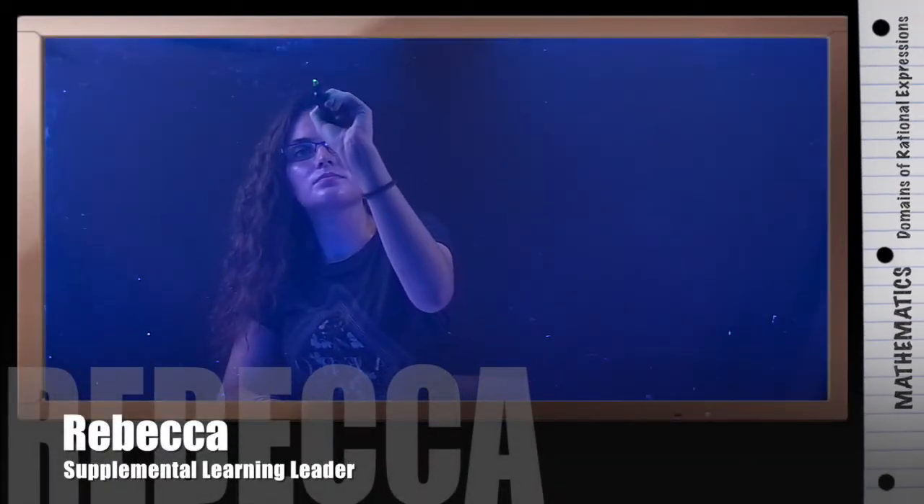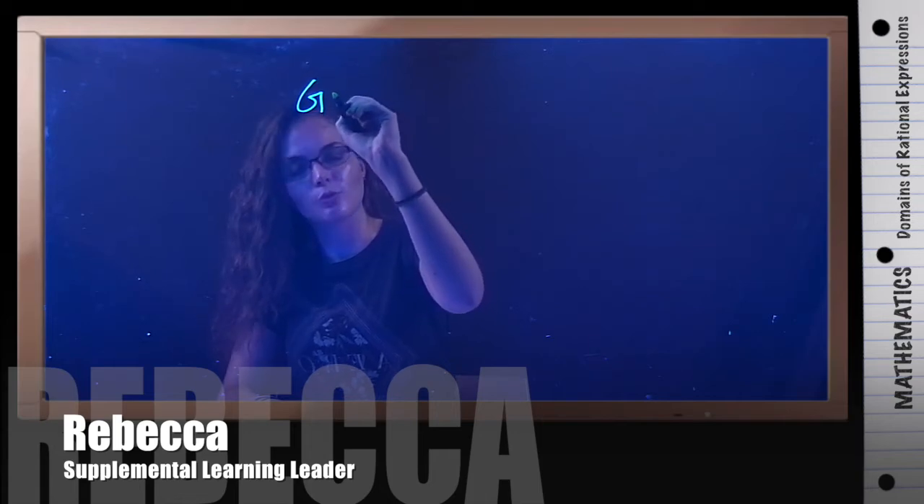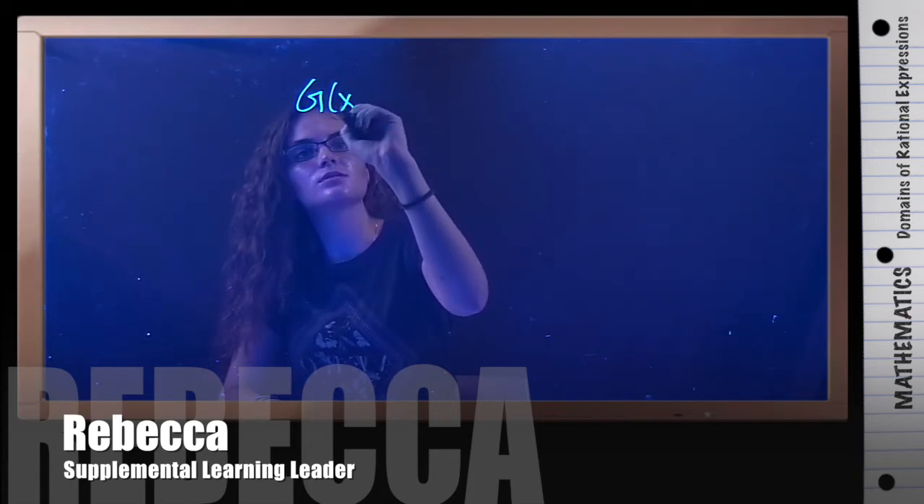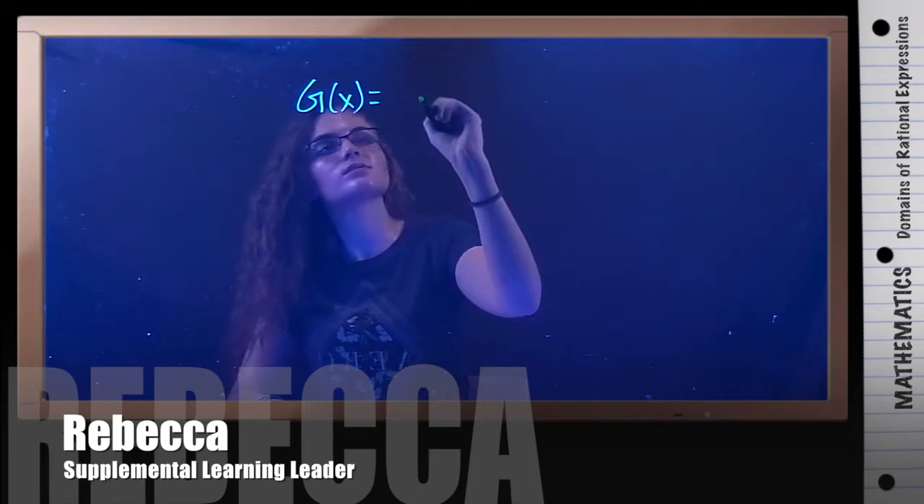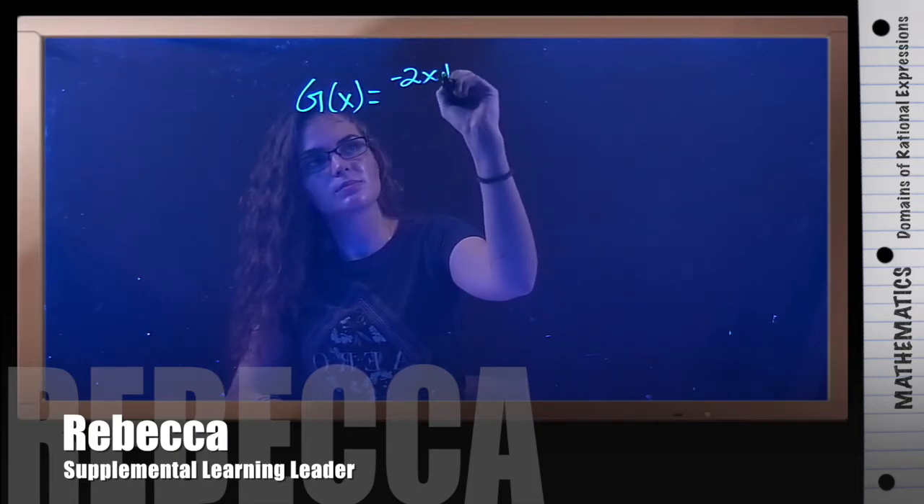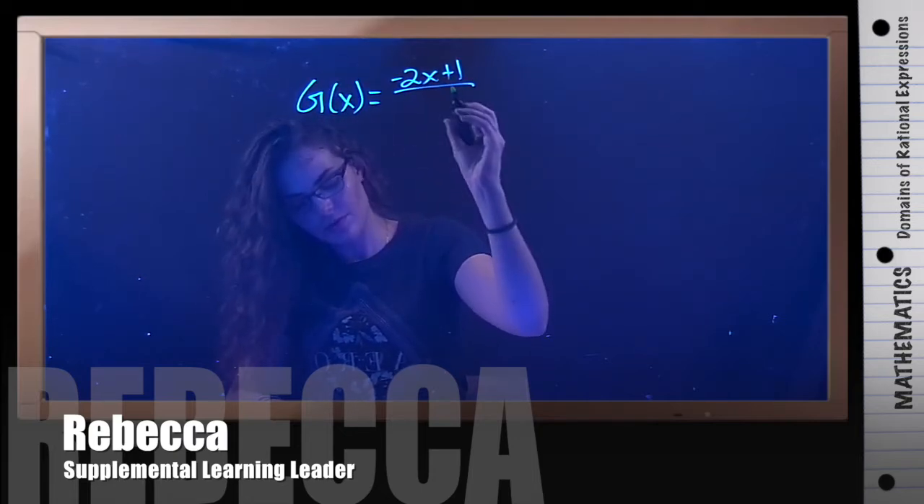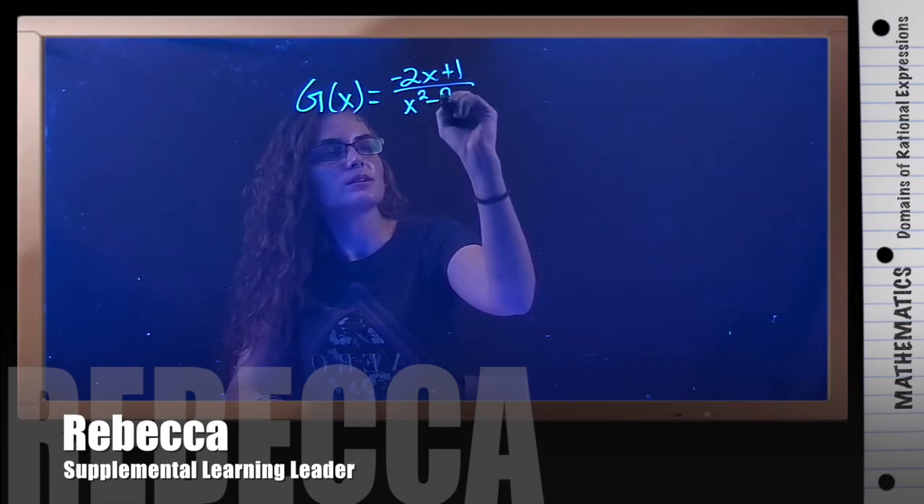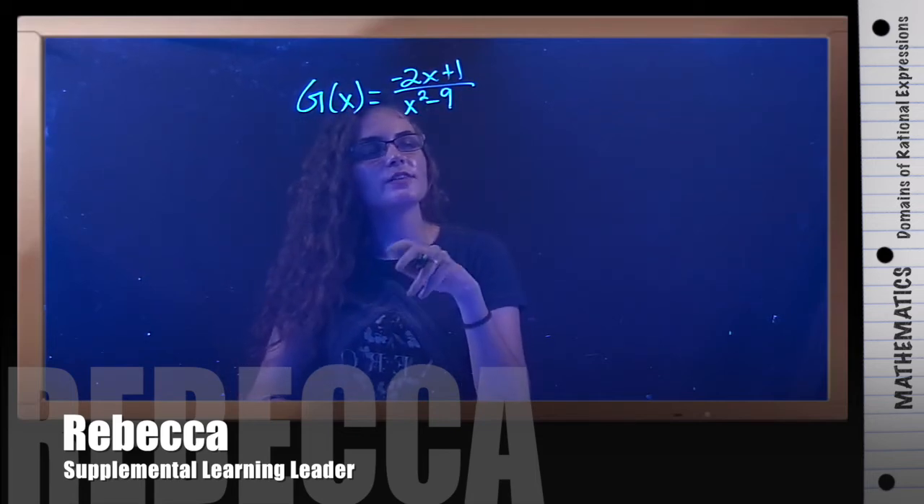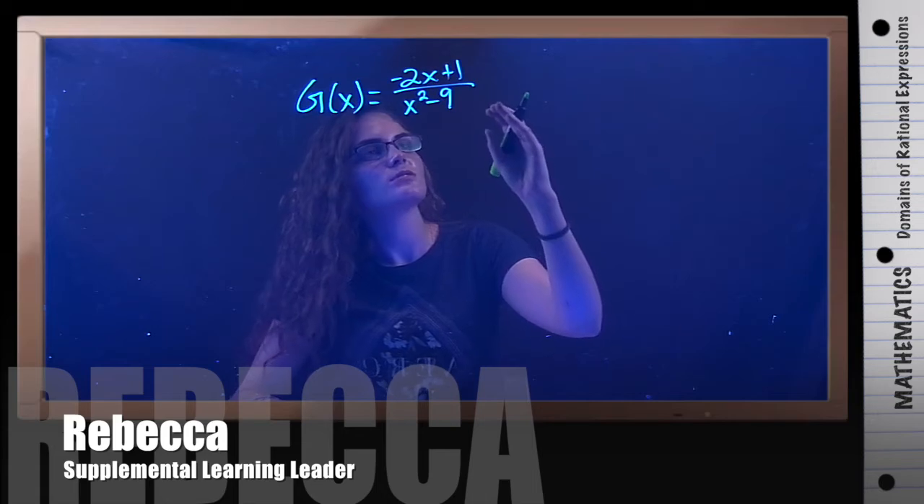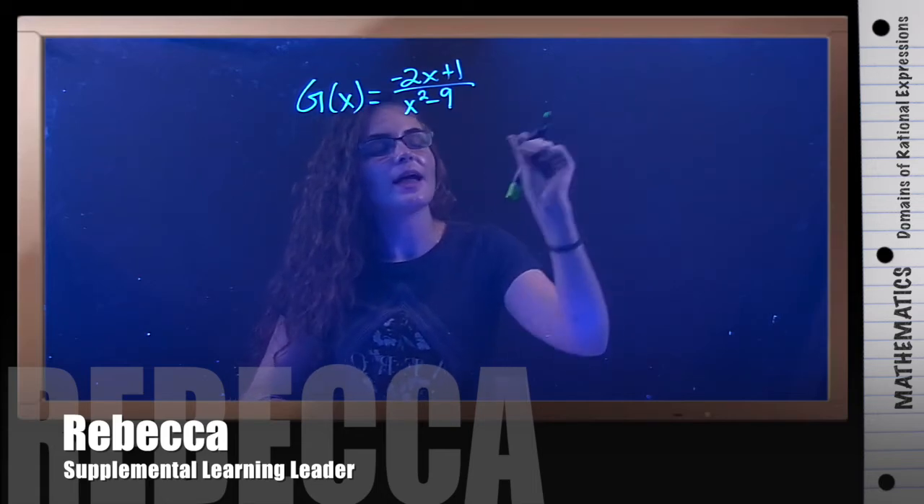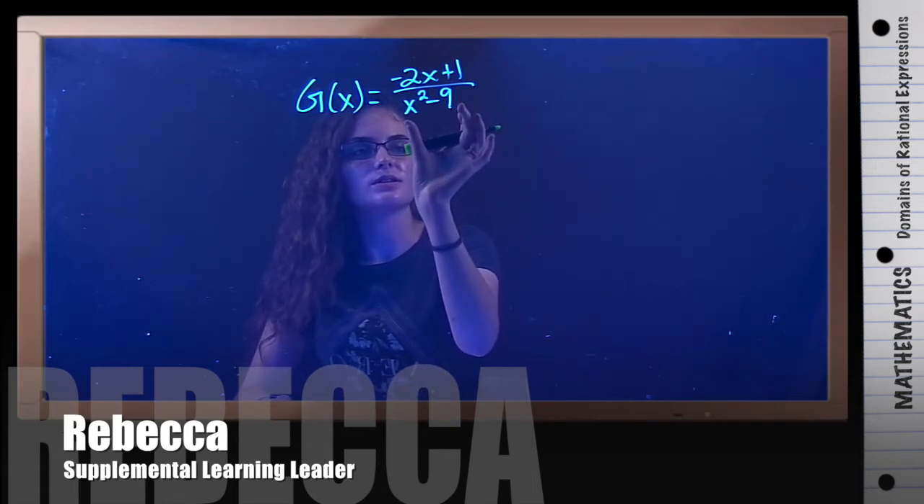For this example, we need to find the domain of the function g of x equals negative 2x plus 1 over x squared minus 9. To find the domain of any rational function, you have to remember that anything over 0 is undefined.